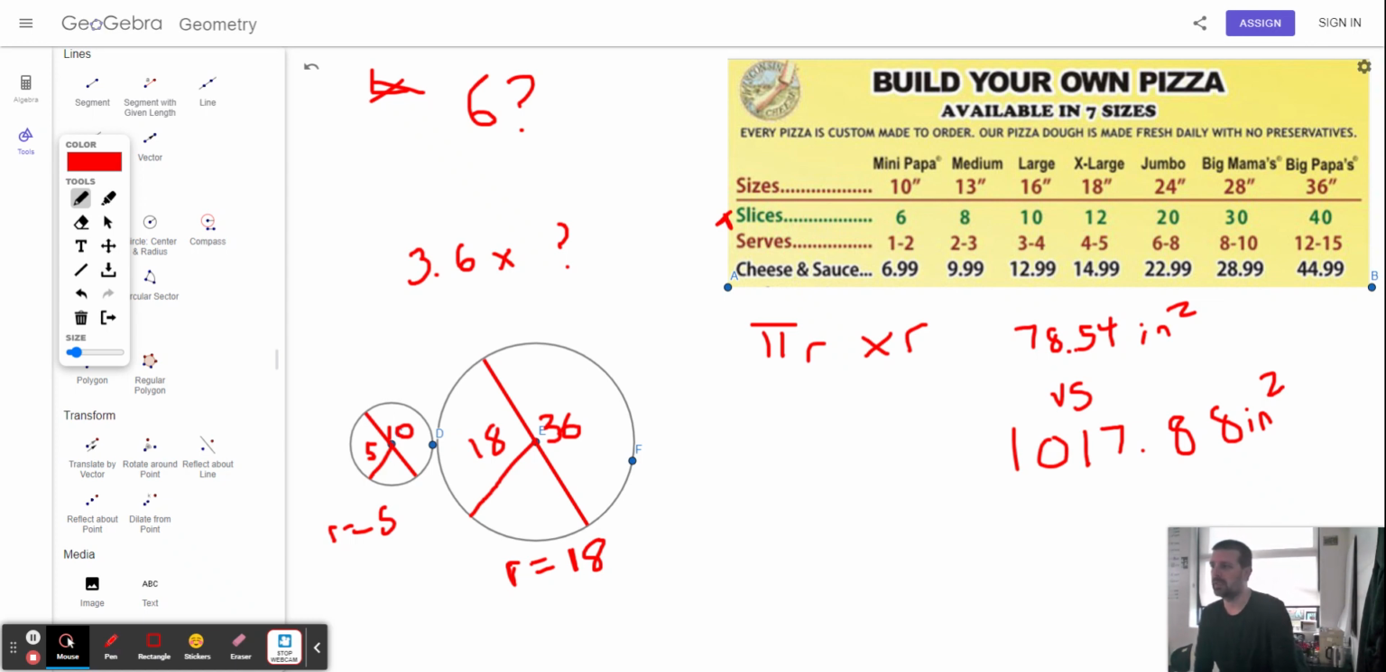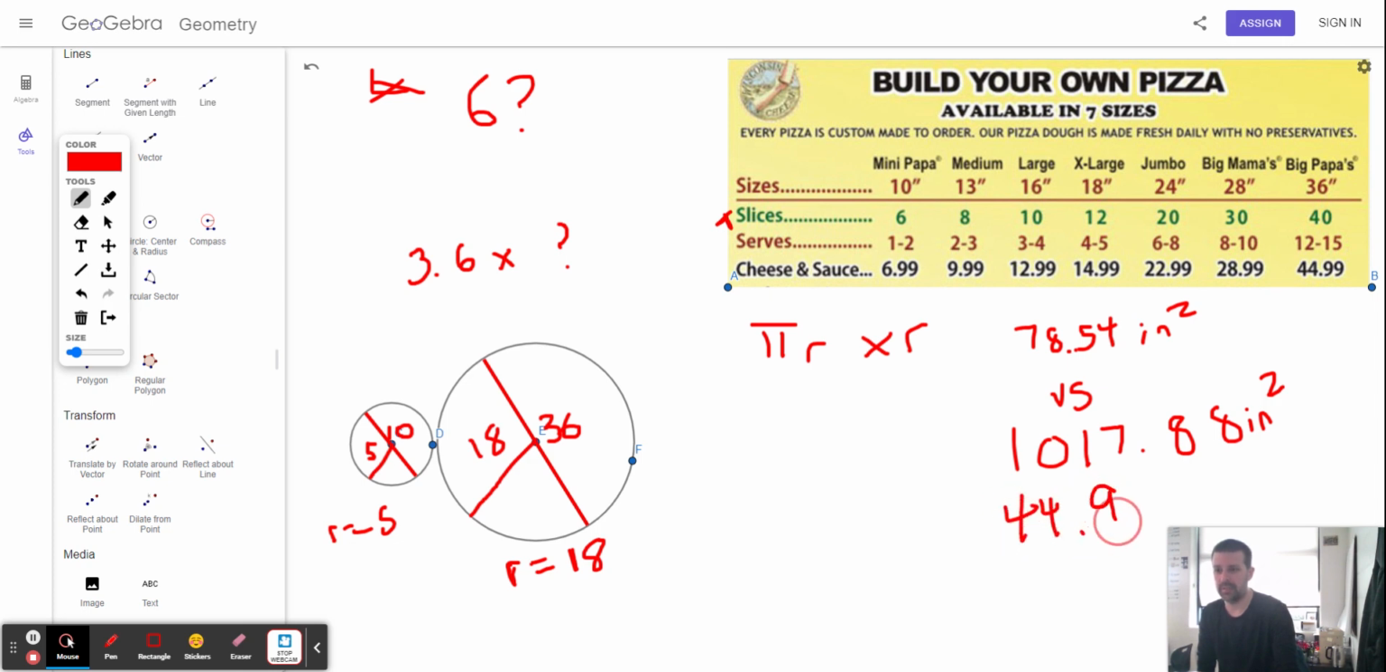Okay. So we've introduced a new question here. Let's keep those numbers because we're going to use those areas. So 6 mini papas versus 1 big papa, which is a better deal? So more pizza per dollar. We know how much the big papa is: it's 1,017.88 inches squared, and it costs $44.99.